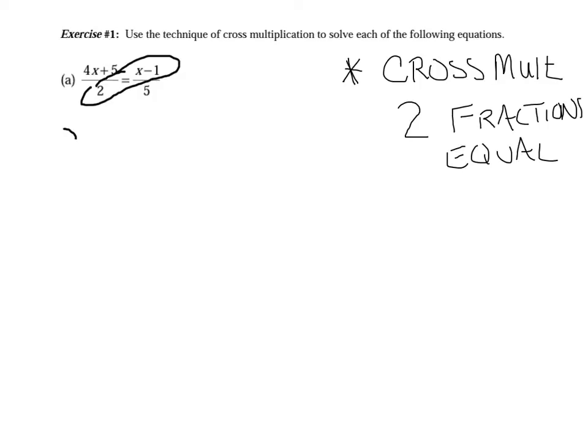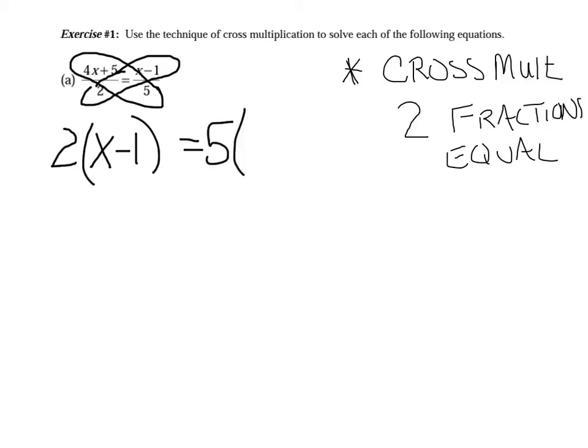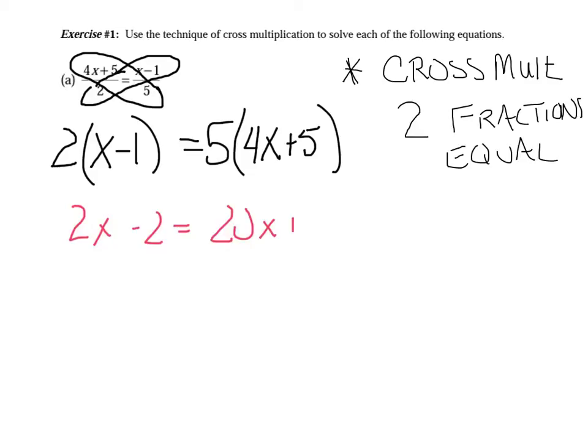So I'm going to say this is 2 times x minus 1. And then I'll multiply this way. 5 times 4x plus 5. Now notice you write the single monomial term first. If you have one by itself there, like a single term monomial, we're going to put that first. Now we'll just go ahead and solve. So I get 2x minus 2 equals 20x plus 25.